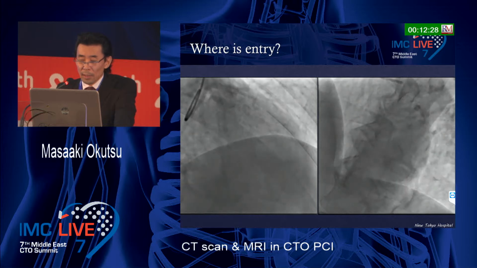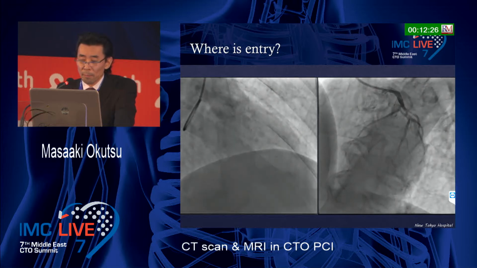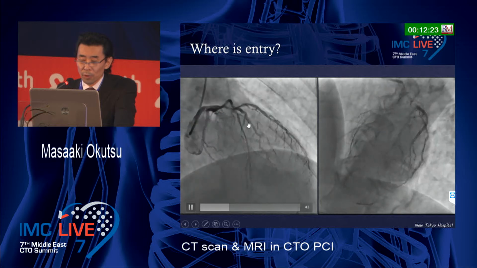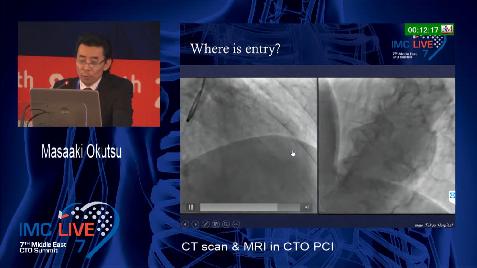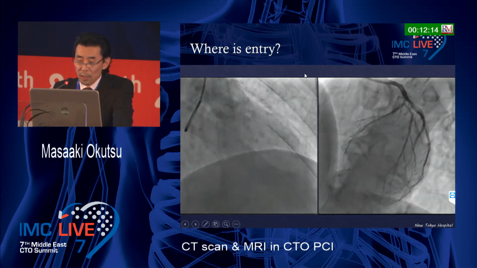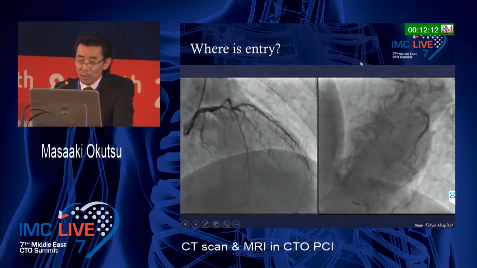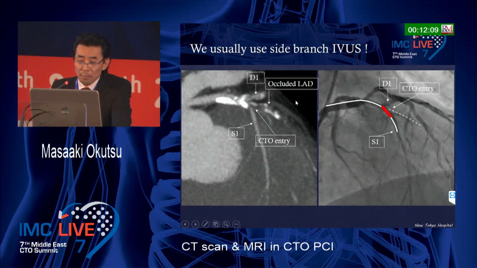At this point there is no stump. You can see maybe around here the entry point of the CTO, but it is not so clear because of the no stump and the many side branches, diagonal branch or septal branch. In the CT image, you can see the occluded segment of the LAD, and it is very easy to find the occluded entry point of the CTO. Of course, we usually use IVUS in the side branch to check the entry point of the CTO. This is very useful and very easy.